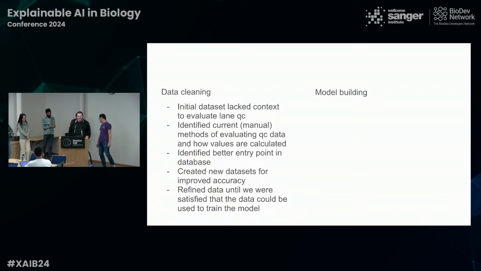Go ahead. All right, so the initial data set lacked the context needed to actually do the lane QC. So what we did was we identified all the current methods of evaluating the lane QC and how those values are calculated. Then we dug a bit deeper into our database to generate a data set that we could actually use to train the model. From there, we refined the data set a couple of times, running through quite a few data sets until we got one that we were happy to start feeding to the model.